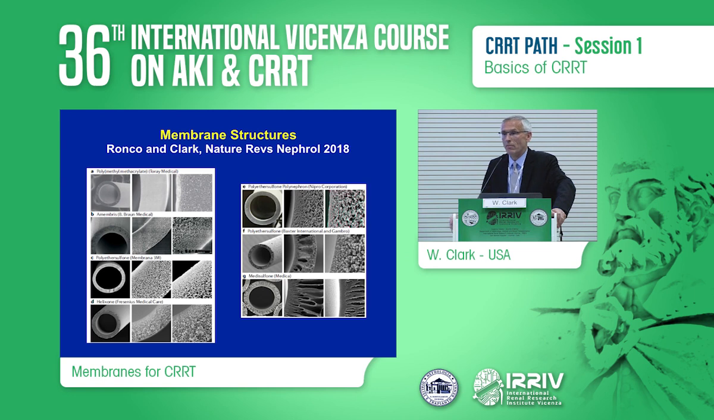The vast majority of them have a so-called asymmetric structure, as Dr. Ronco mentioned, where in the inner part of the fiber that actually contacts blood, there's a thin layer, the so-called skin, which really determines what molecules are removed and what molecules stay in the blood. The rest of the membrane thickness is a support structure, which may look more like a sponge or more like finger projections. That layer not only provides support, but also provides surface area for absorptive removal of some molecules, which we'll talk about.